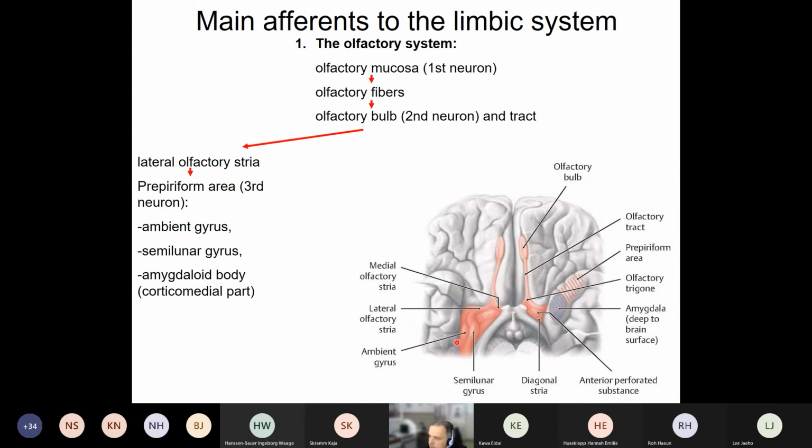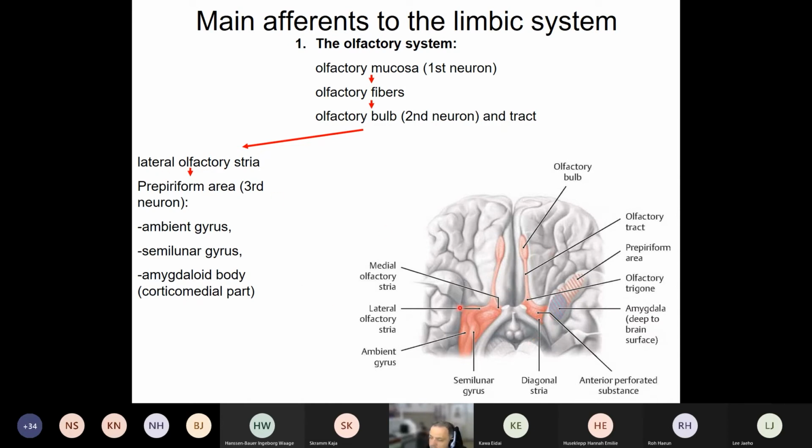And there you have small gyri. You won't be able to demonstrate these gyri on the brain because they are very small and well hidden, covered by the temporal lobe, but they comprise the primary olfactory cortex. It's made up by the ambient and the semilunar gyri, from which then the signal goes on into the amygdaloid body, into the amygdala. I will talk about the amygdala a bit later also. And this is one direction.